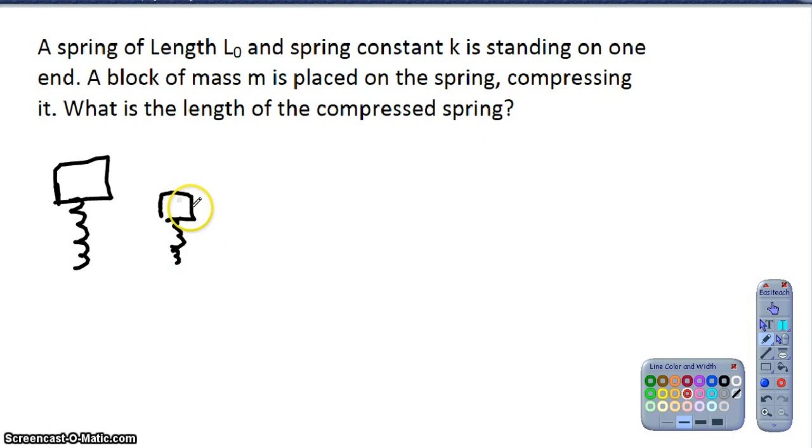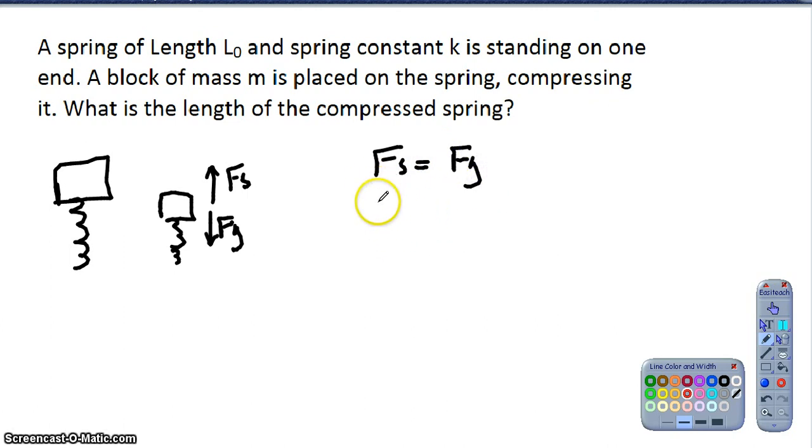I want to think about this because I know that at maximum compression, the object and the spring are going to be in equilibrium. There's not going to be any net force, right? So what are the only forces acting? I have the force of gravity pulling down on the box, and I have the force of the spring pushing up on the box. At maximum compression, I know those two forces will be equal and opposite.